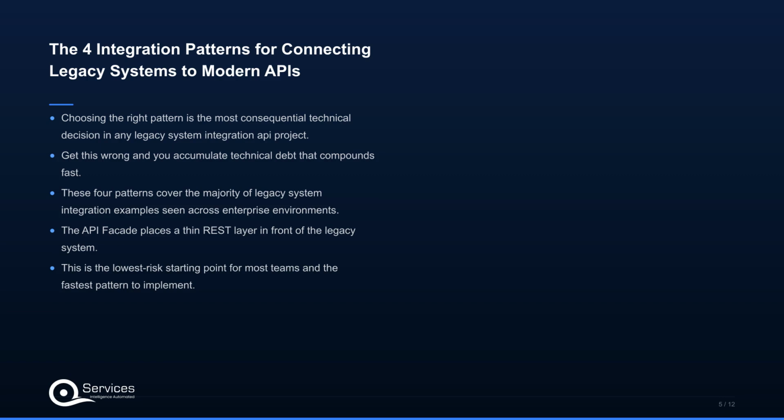Named after the plant that grows around its host until it eventually replaces it entirely, the strangler fig routes specific features to new microservices while the legacy system handles everything else. Traffic shifts gradually until the legacy system can be decommissioned. For teams exploring microservices architecture alongside legacy modernization, this is the most sustainable long-term path. It also applies directly to .NET application modernization projects where the goal is cloud-native without a hard cutover.